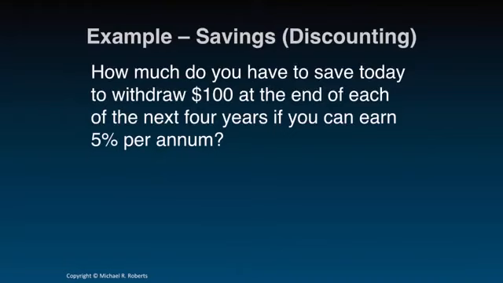Okay. So let's illustrate this by example. And I want to revisit an example we looked at in the past, in particular in our first lecture on discounting. So the question is, how much do you have to save today to withdraw $100 at the end of each of the next 4 years if you can earn 5% per annum?